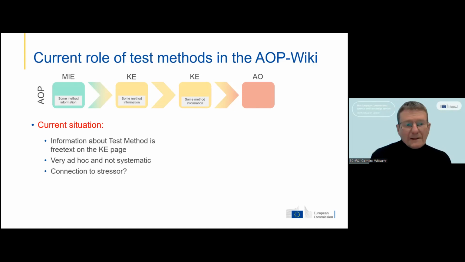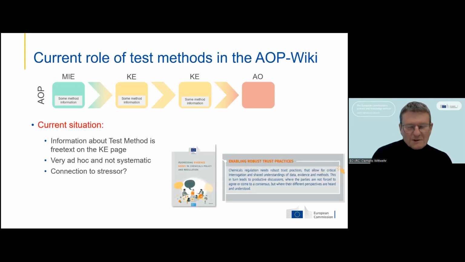And how can we connect chemicals to AOPs? That's the holy grail of the whole AOP framework. How can we do that? And we think that the method information is maybe the key there. Click, please. And so there is also a recent report that we published addressing evidence needs in chemical policy and regulation. And one of the things that we identify there is that the information about methods with which we underpin key event information needs to be stressed much more explicitly than we do right now.